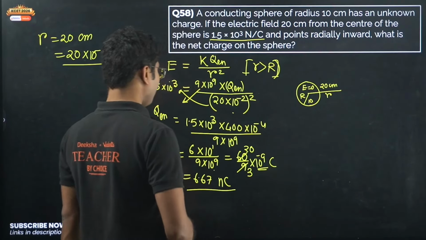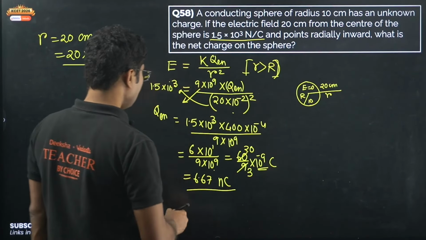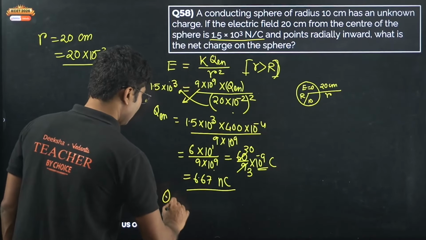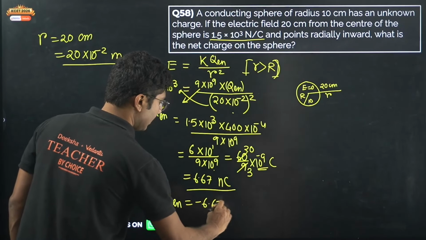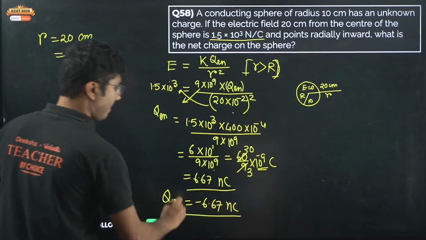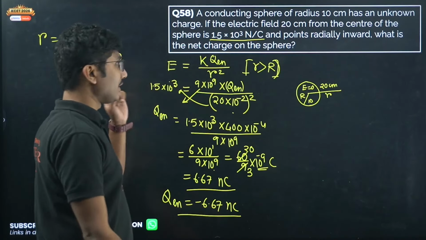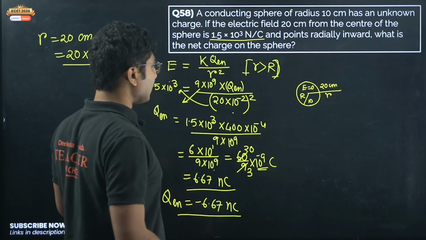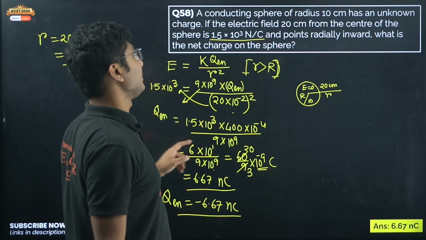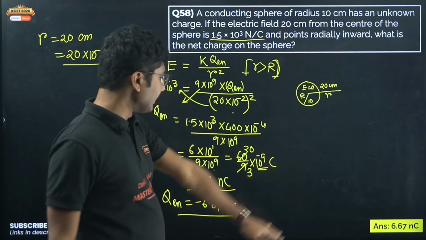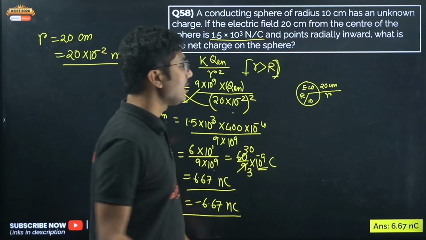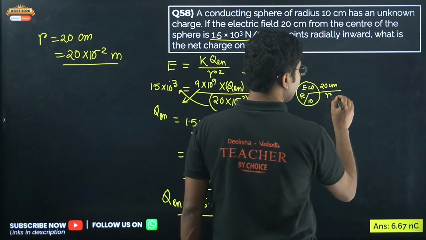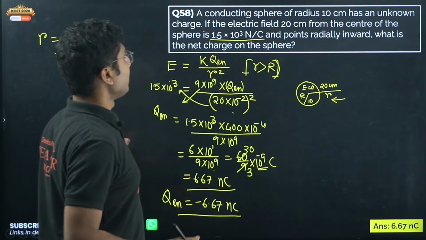Okay, and because the electric field is inward, the enclosed charge will be minus 6.67 nano coulomb. So the sign of the charge will be negative, and do not miss the negative sign, otherwise you will be losing marks. Now obviously the magnitude is written over here, the sign will also be considered because it's radially inward, which means the charge is basically negative in nature. Now let's move on.